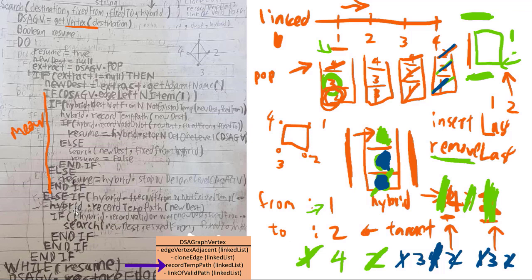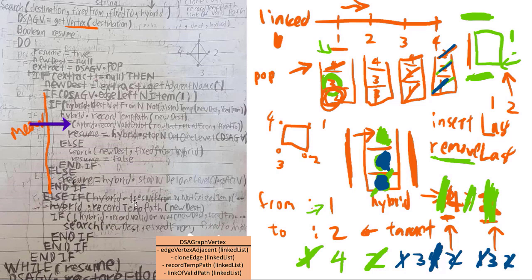Then hybrid, record the temp path. So if not hybrid record valid, you're going to see if it's valid or not. In this function, I check if it's valid or not. If it's not valid, I'm going to put a boolean if this is the same as this destination or not. If it's the same as this destination, only then we need to insert first and insert last.